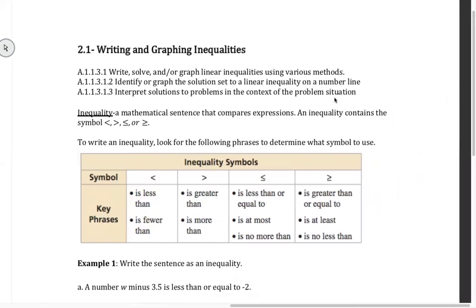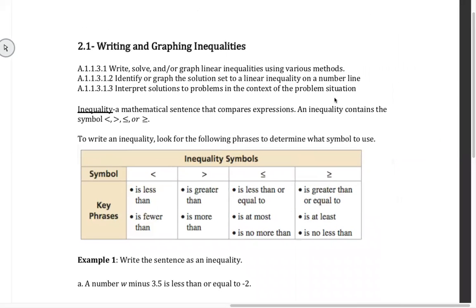All right, so 2.1, writing and graphing inequalities. So we already talked about what inequalities mean. These are the symbols as AJ told me, okay? A couple of different key terms for it. This symbol is less than, and then we have is fewer than.